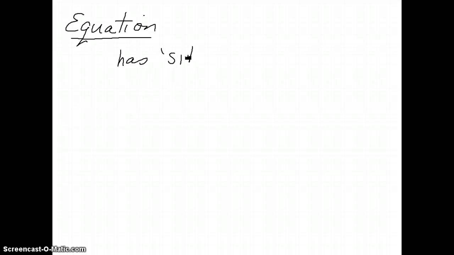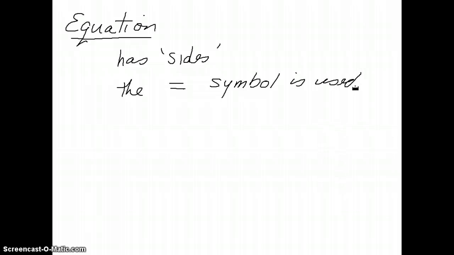Very important in mathematics are equations, sometimes called formulas. An equation equates two expressions. It has sides, what we call sides. This symbol, the equals sign, the parallel lines here, is what's used to show that we have an equation. An equation is a statement that's either true or false.